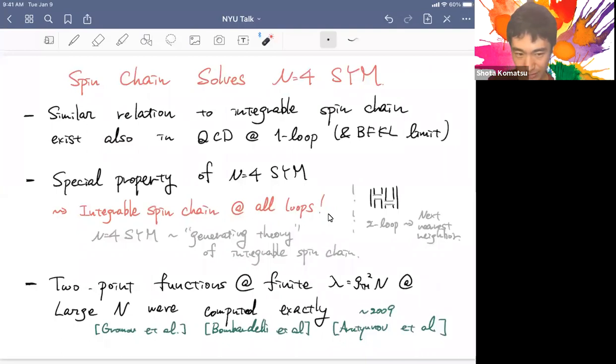And using this property, people succeeded in computing the two-point function at finite 't Hooft coupling and large N limit. This was done around 2009. So as far as the two-point function is concerned, this theory was actually solved around 2009.